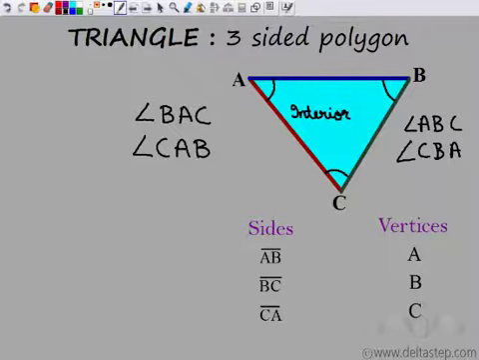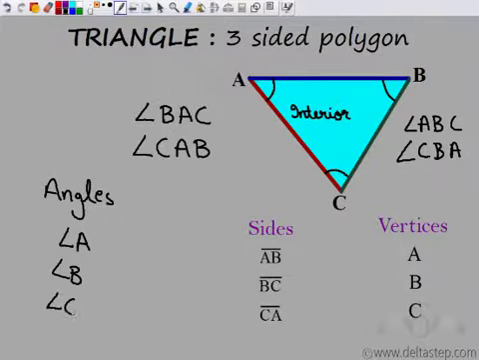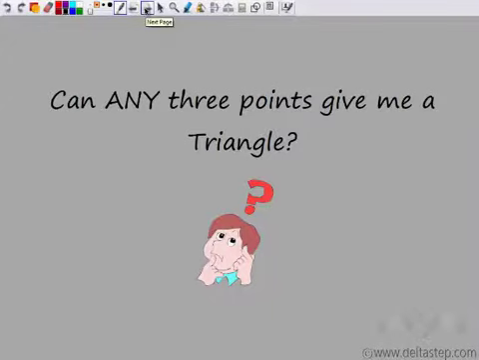So rather than writing angle BAC, CAB, angle ABC, let's see the easier way. So three angles, I call this as angle A. So this is the vertex where the angle is formed. That would be angle B. And similarly, this would be angle C. So I have three vertices, three sides and three angles. Look here, triangle. The word itself says tri is three and angles. So three angles.